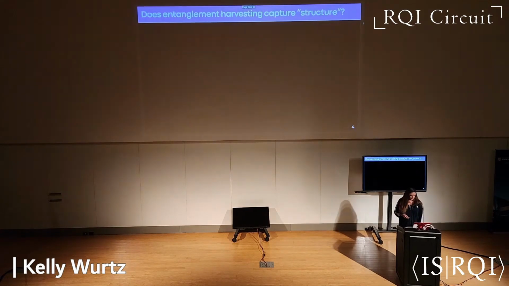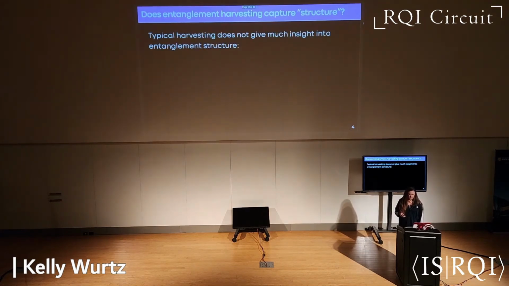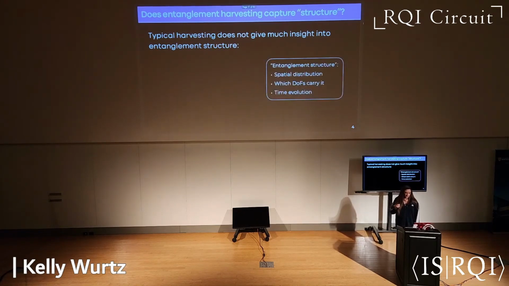But your standard entanglement harvesting protocol does not give much detail on the actual structure of entanglement of a quantum field. When I say entanglement structure, I'm referring to things like the spatial distribution of the entanglement, which degrees of freedom in the field are entangled, and perhaps even the time evolution of entanglement.